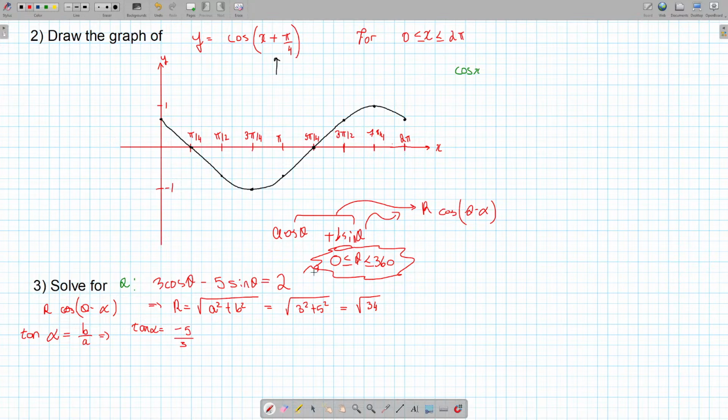Okay, tan alpha is minus 5 over 3. Please, many people mix up this step here. Tan alpha equals b over a. B is the coefficient of sine. Always sine over cosine. Okay, please.